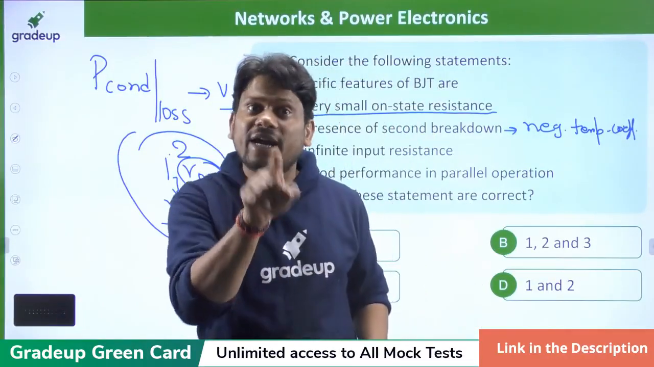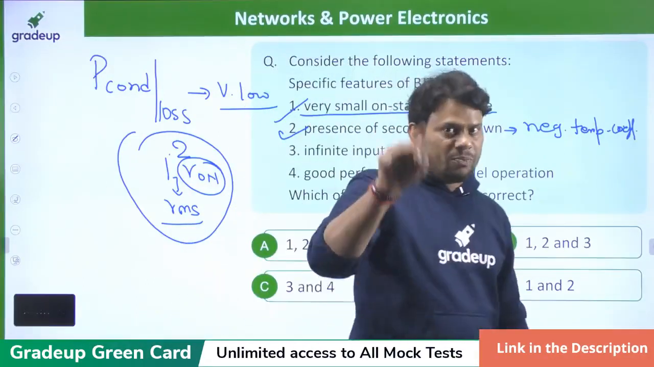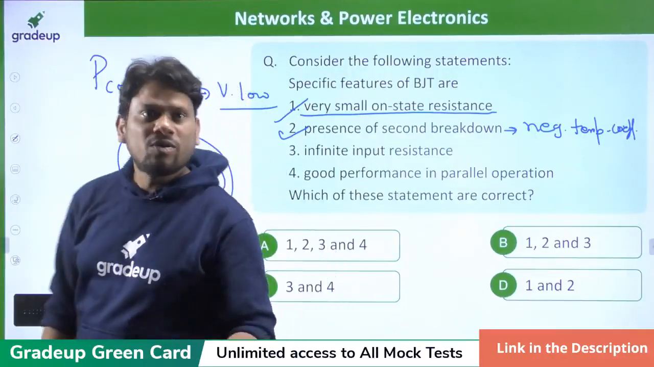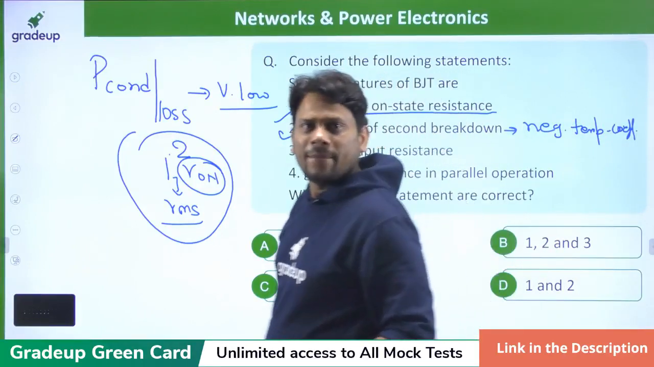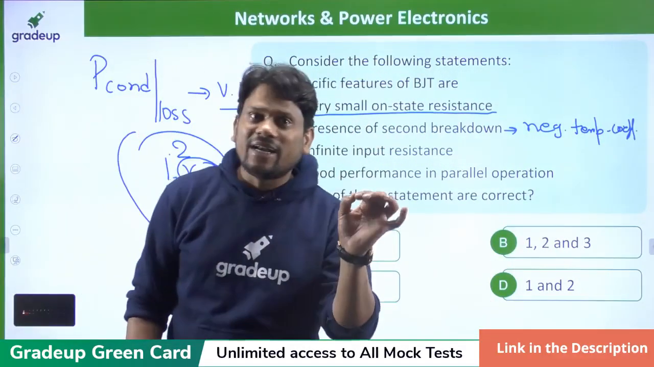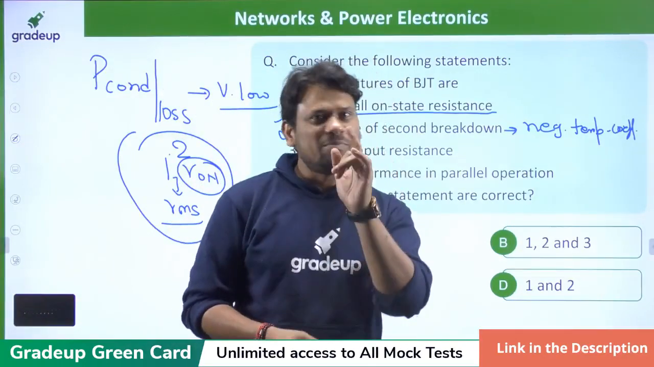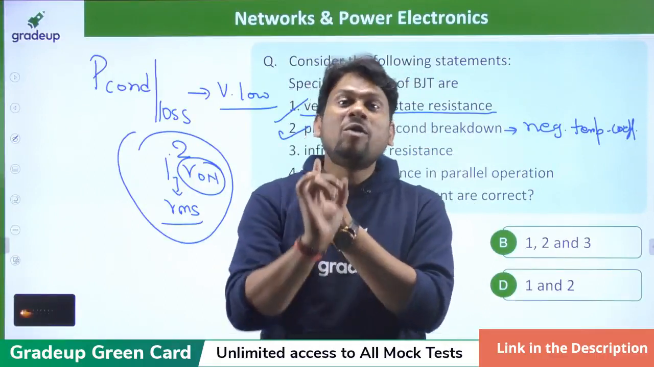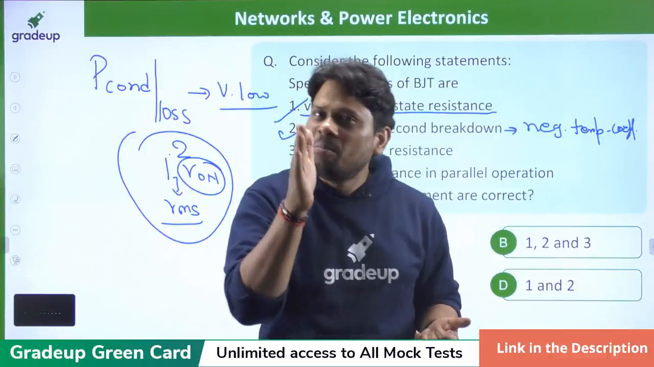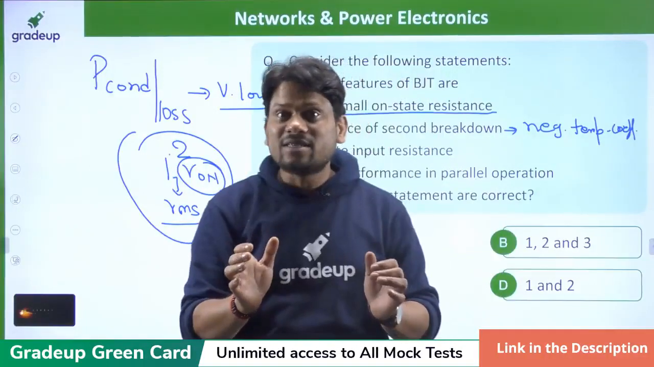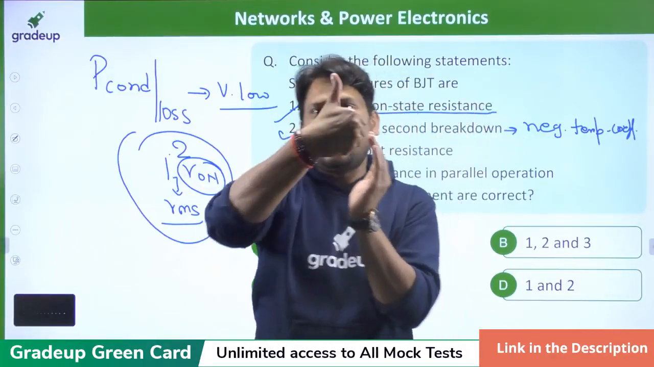What about MOSFET gate current? Tell me, MOSFET gate current is zero or non-zero? Yeah, zero. Please mind it. MOSFET gate current is zero. Because what is the full form of MOSFET? Metal oxide. That means there is insulating material in between operating circuit and controlling circuit.